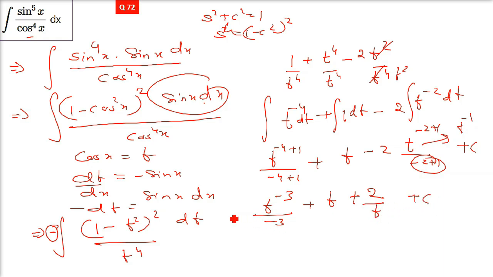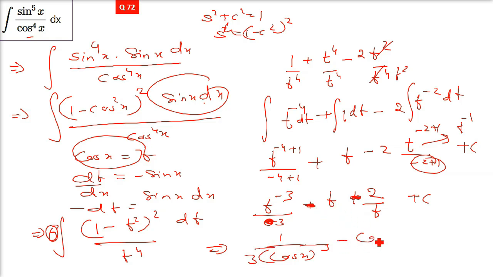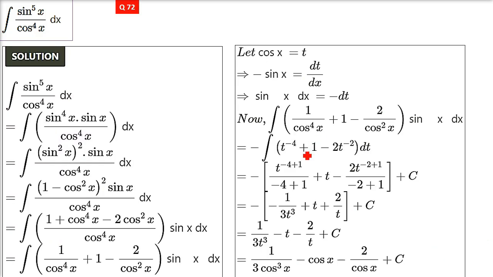So minus was already there in the beginning. If you remember, I told you the negative will be used. Just multiply everything with a negative. So t will be cos x. The final replacement will be 1 by cos x whole cube with a 3 there, minus t was cos x, minus 2 by cos x plus constant of integration. That's your final result. So this is the way you can do it.